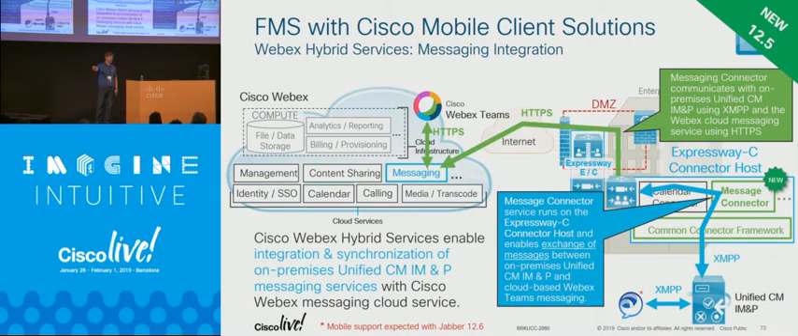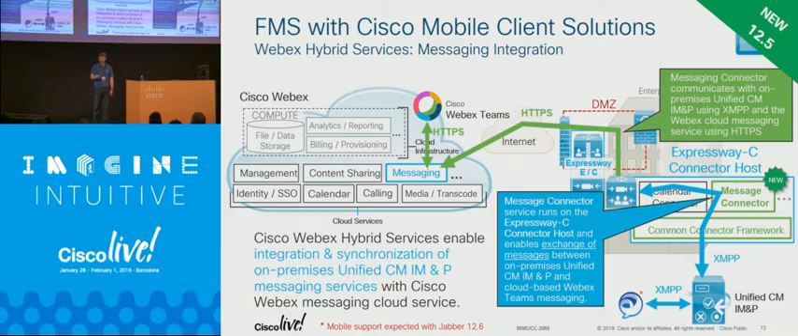And then you can see here from a client perspective, WebEx Teams users are going to talk HTTPS to the messaging service. Our Jabber clients are going to talk XMPP to the IM and presence on-prem server, and then that connector is going to allow the message interchange between our cloud clients and our on-prem clients.